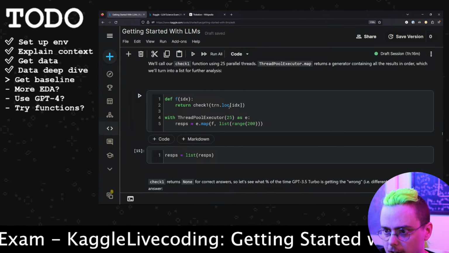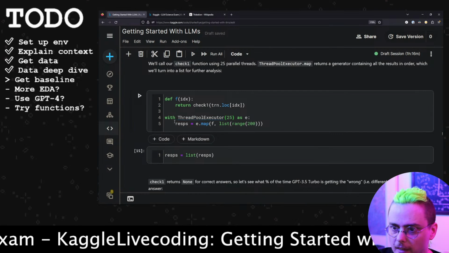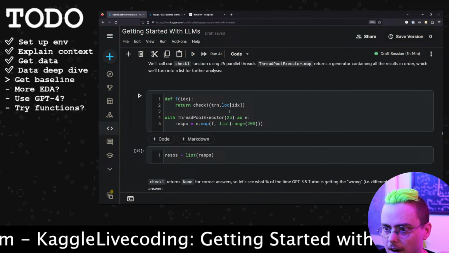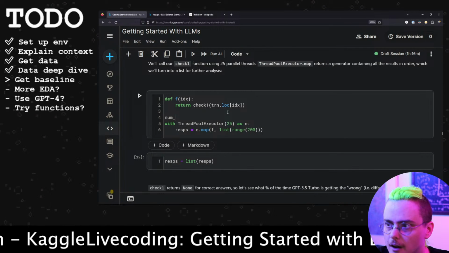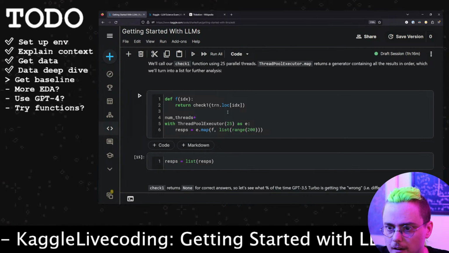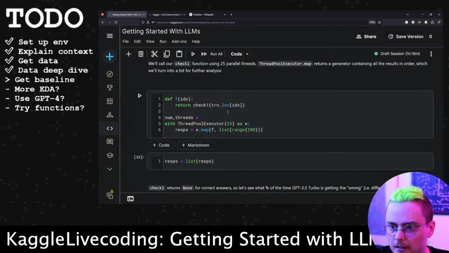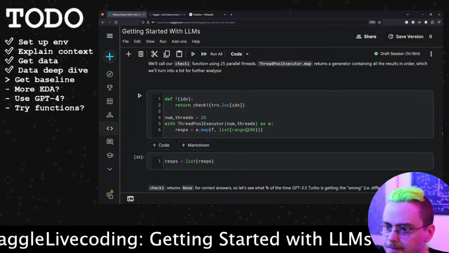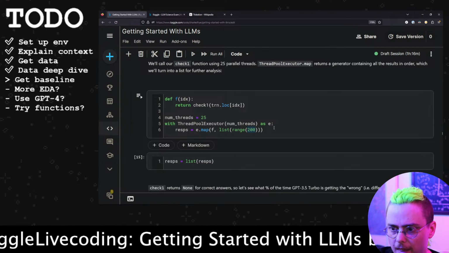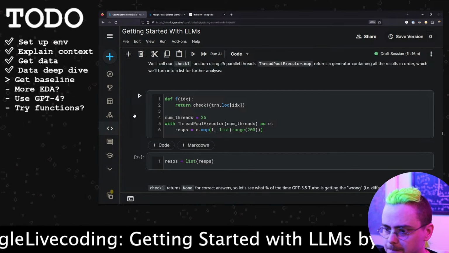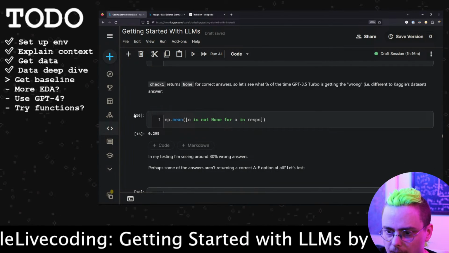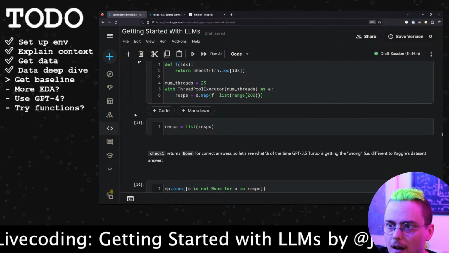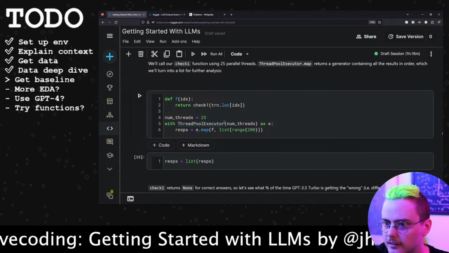So we're running check on each row of our training data set, and we're doing that with this thread pool executor. Num threads is 25, just to make that a little bit clearer. And then we're doing it for all of the examples. We'll go ahead and just run this.